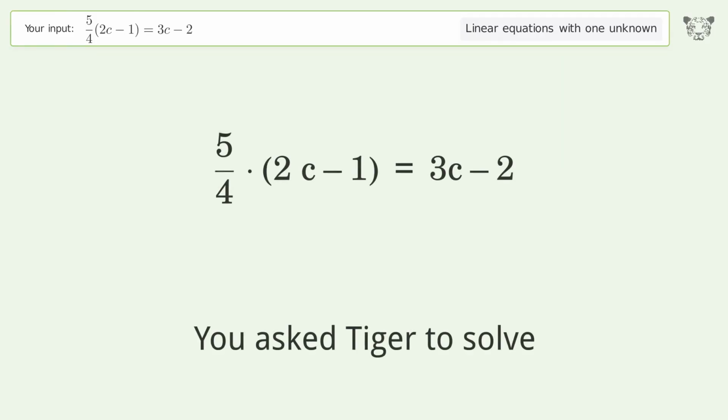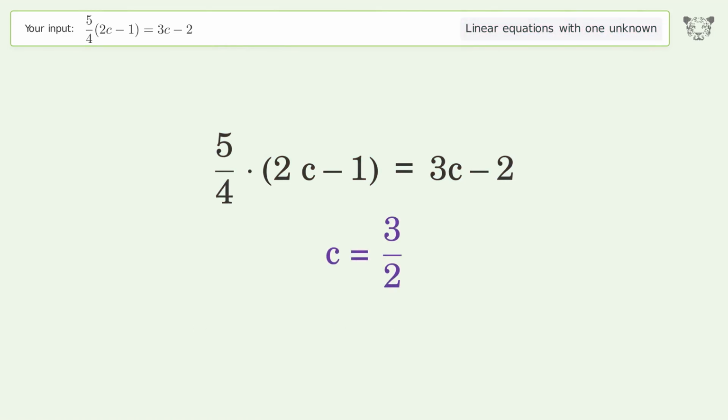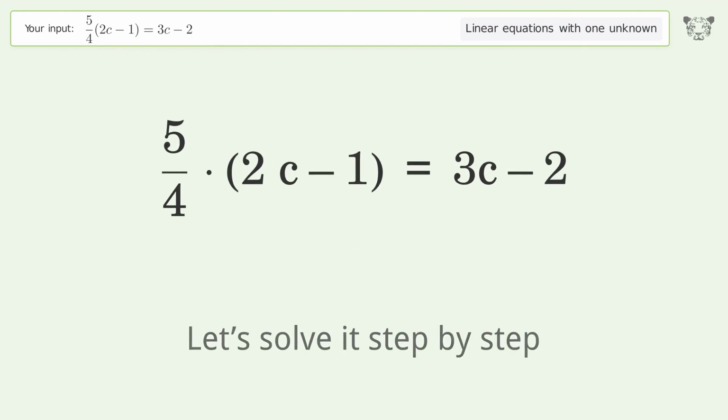You ask Tiger to solve. This deals with linear equations with one unknown. The final result is c equals 3/2. Let's solve it step by step.